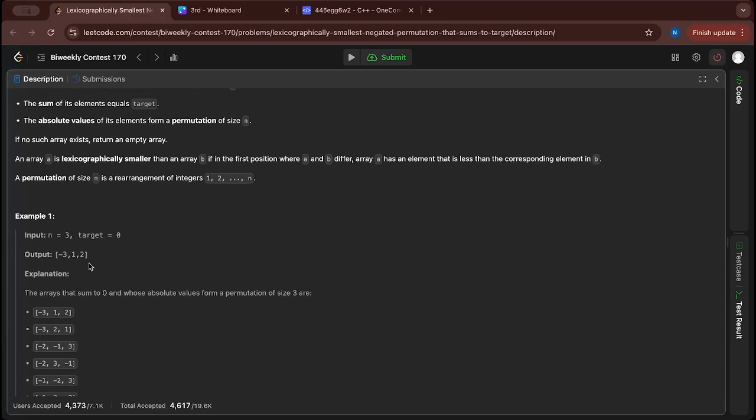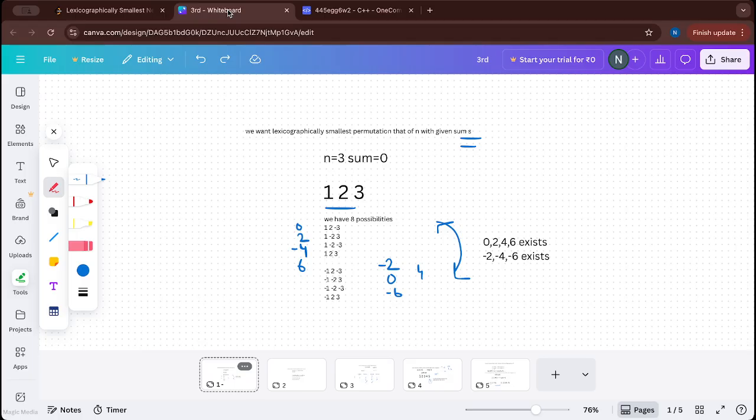For example, if n is equal to 3 and target is equal to 0, the answer is minus 3, 1 and 2, because the size is 3, it is a permutation of 3, the absolute values form a permutation and the sum is 0. So this is the answer for n equal to 3 and target equal to 0. So simply we want a lexicographically smallest permutation of length n with a given sum s.